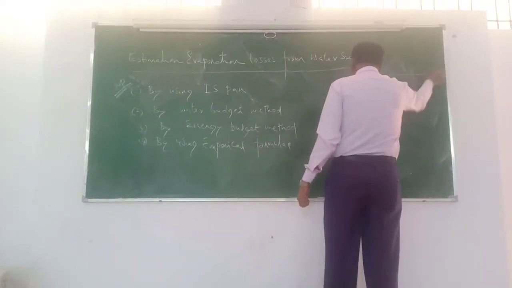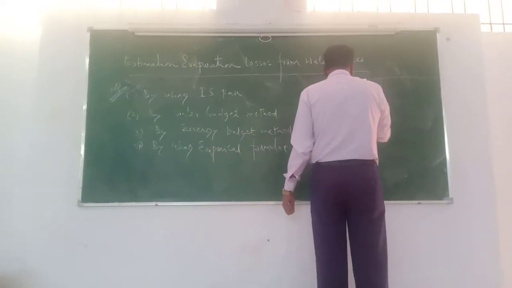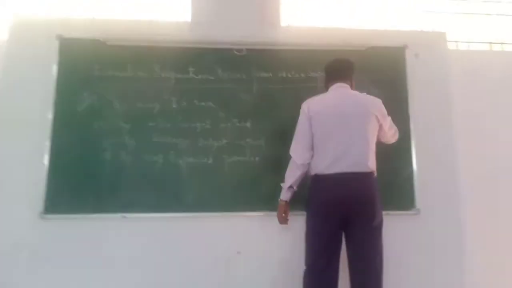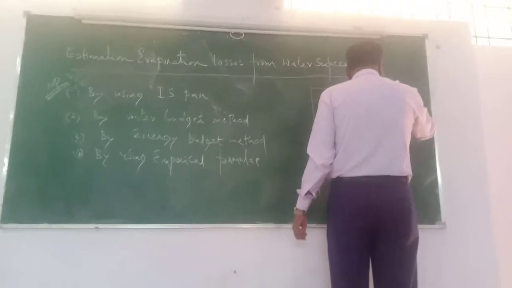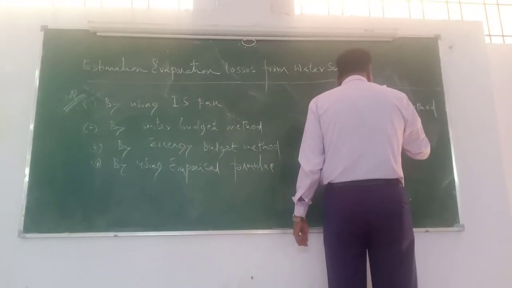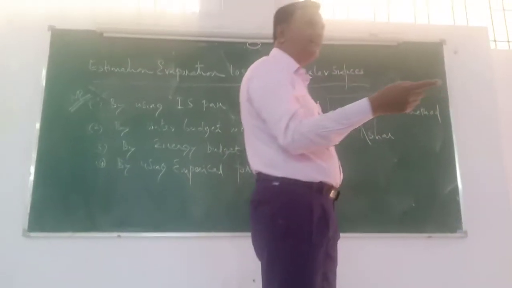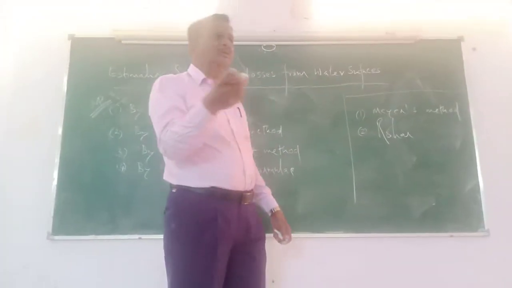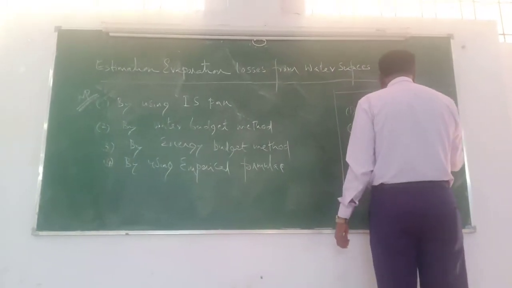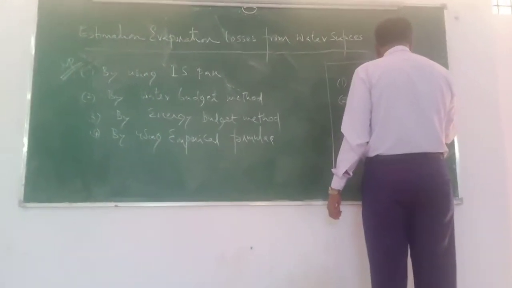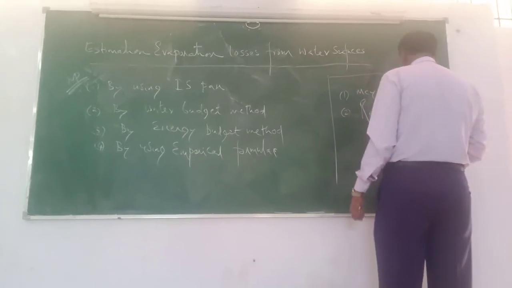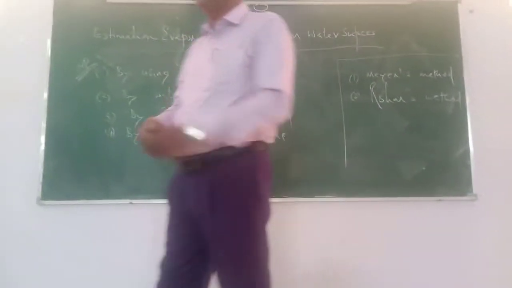I think I remember the question number. There is one formula, Meyer's empirical formula, and again Rohwer's. I think I have given you the question paper, those who have the last 2020 question paper. Rohwer's method, Rohwer's formula. I have given you the new question paper.